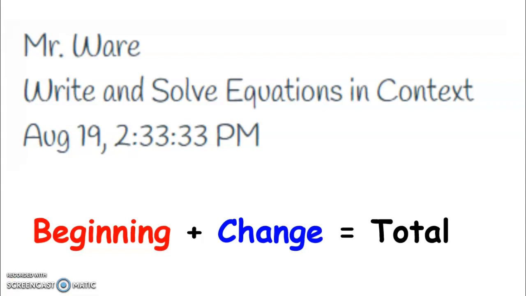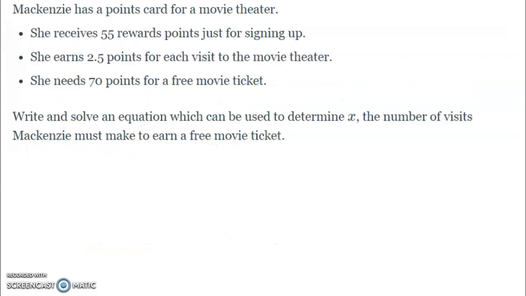Let's take a look at an example. Alright, here it says Mackenzie has a points card for a movie theater. She receives 55 points for just signing up. She earns 2.5 points for each visit to the movie theater, and she needs 70 points for a free movie ticket. It says write and solve an equation which can be used to determine the x number of visits that Mackenzie must make in order to get a free movie.